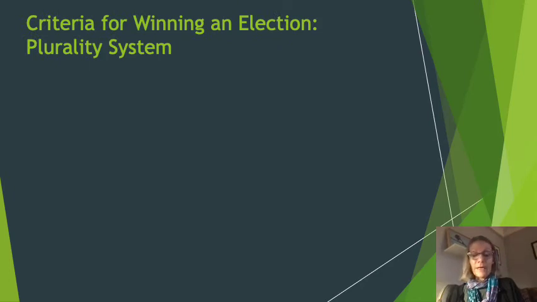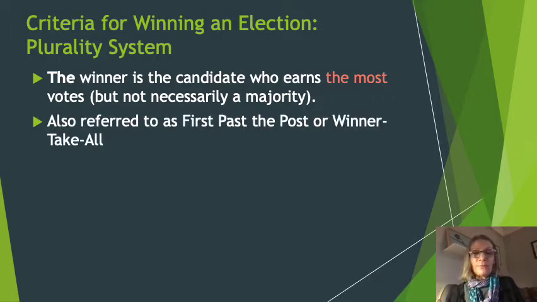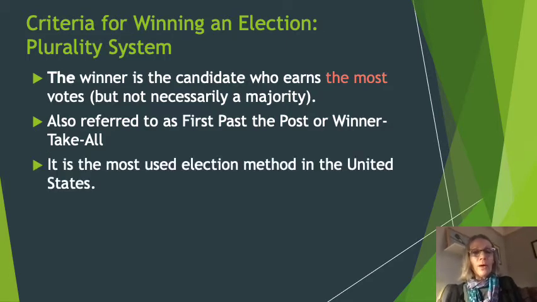All right, so the first criteria for winning an election that we're going to talk about is the one that's the most predominant in the United States, which is the plurality system. The plurality system says that the winner is the candidate who earns the most votes, but not necessarily a majority of the votes. It's oftentimes referred to as first past the post or winner take all. So whoever gets the most votes, that's what's known as a plurality, then they win the congressional seat, or they win the governorship, or they win the presidency, or the member of parliament, whatever.